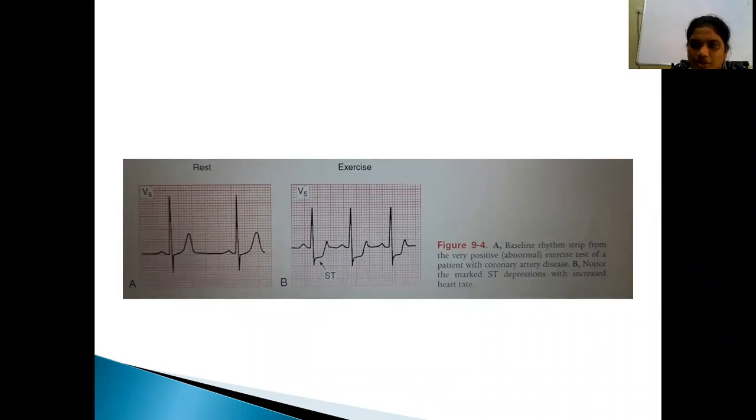In these cases we'll be using the treadmill test, in which the patient is asked to walk on the treadmill and the ECG is taken during the exercise. So at rest it is normal, and here during exercise, the patient is having ST segment depressions with increased heart rate. This is the condition which we see. These are early changes that we are having. Subendocardial ischemic changes are there.